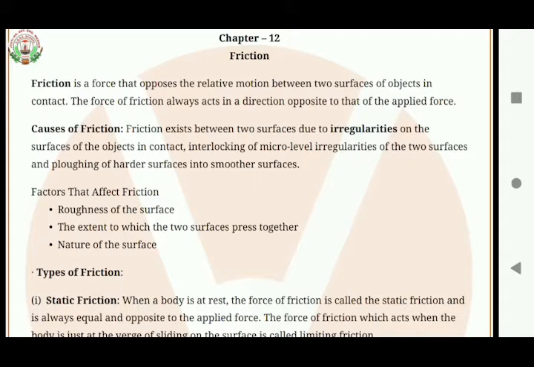What are the factors that affect friction? The factors that affect friction are the roughness of the surface, the extent to which the two surfaces press together, and the nature of the surface.